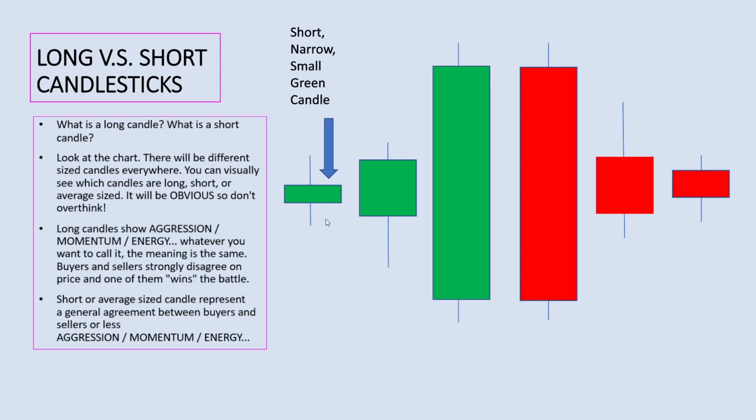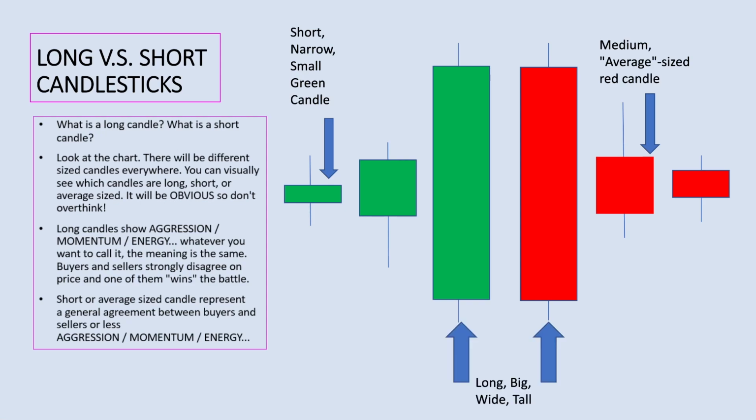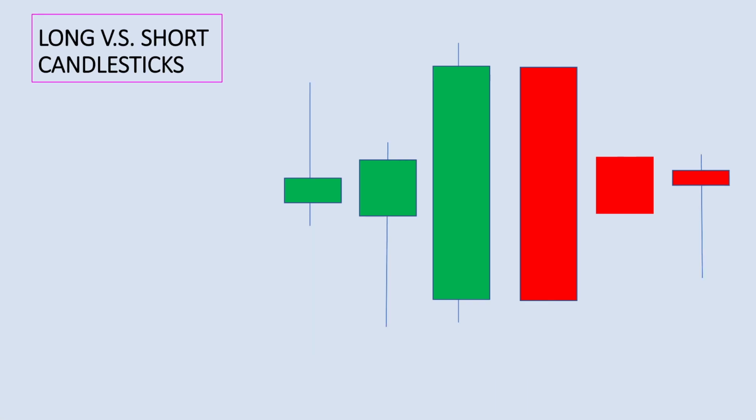So what's this candle over here? Well, this one is a short, narrow, small green candle, whatever you want to call it, okay? How about this one over here? Well, that's a medium or average size red candle. Yeah, good. How about these two over here? Yeah, right. They're long, big, wide, tall, whatever you want to call them. They're long red candles or a big green candle, wide green candle, whatever you want to call it.